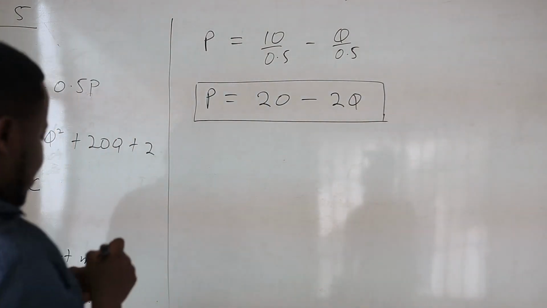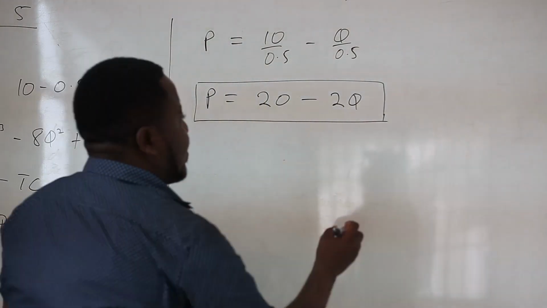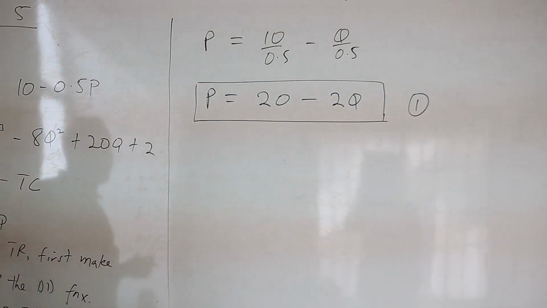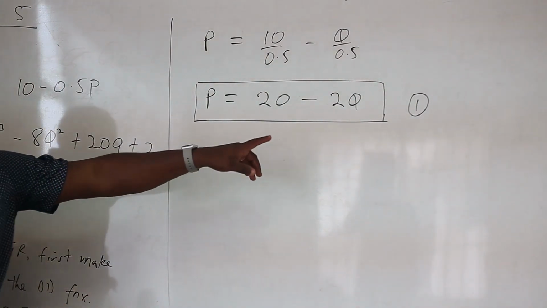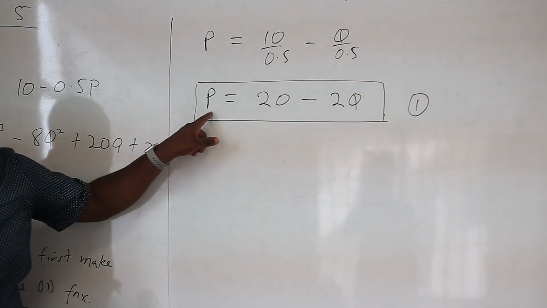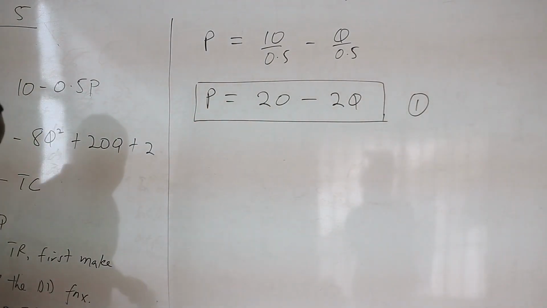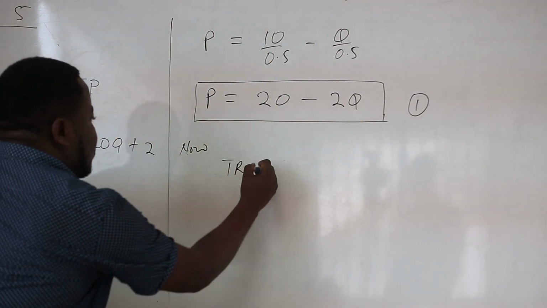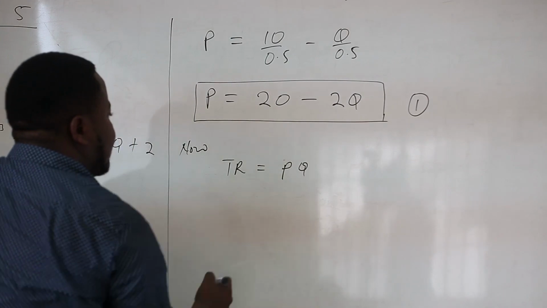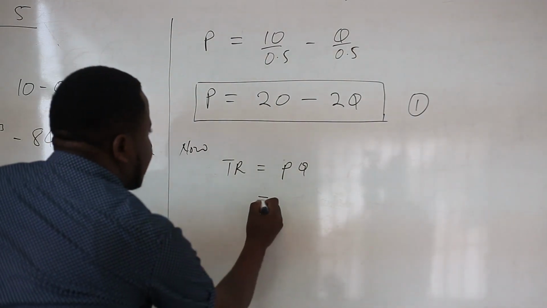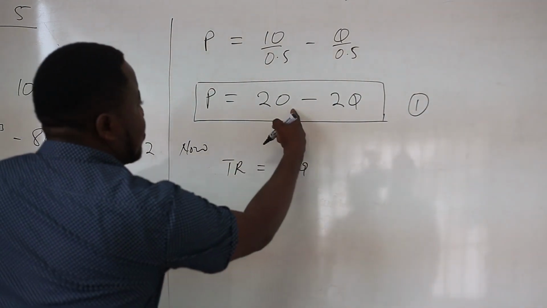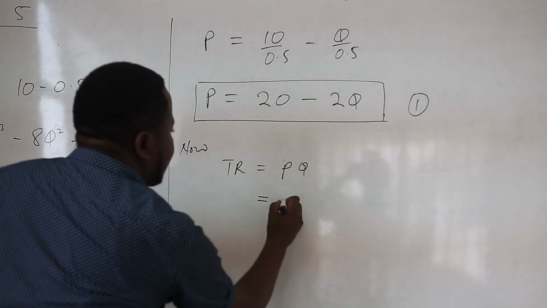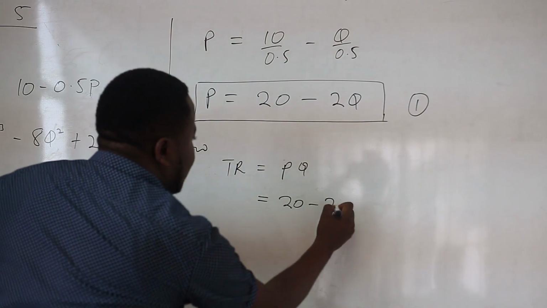So this becomes price. We can name this equation 1 because the question says we should find P. So when we are able to find Q, we just substitute it there, we're able to find P. So now, our total revenue, we know is equal to price times quantity. So price is equal to this whole thing, right? So we substitute 20 minus 2Q.